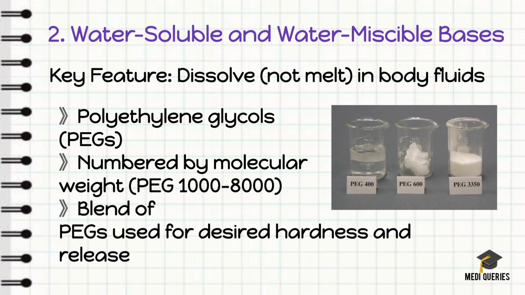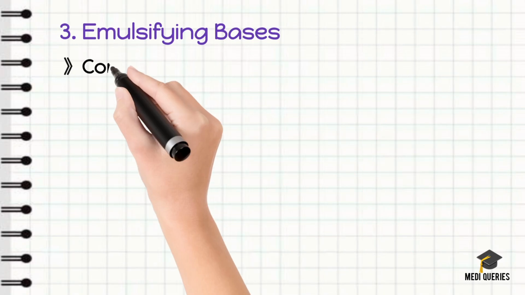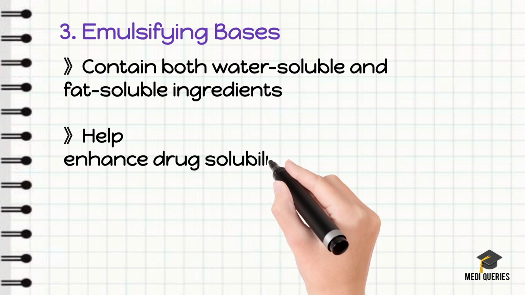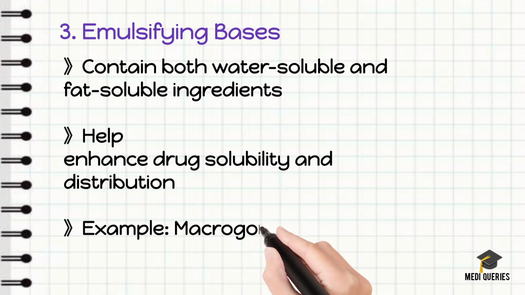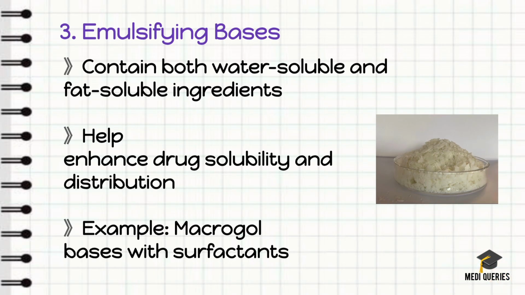So PEG suppositories do not require refrigeration and offer good chemical stability here. So they can be irritating to the mucosal tissues, so formulation must be carefully adjusted here. PEG bases are preferred for drugs that require precise, predictable dissolution, especially for vaginal or urethral use.